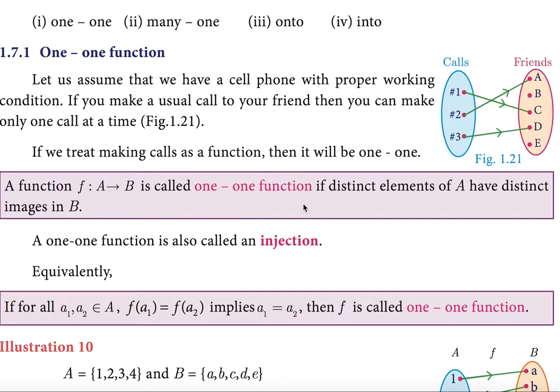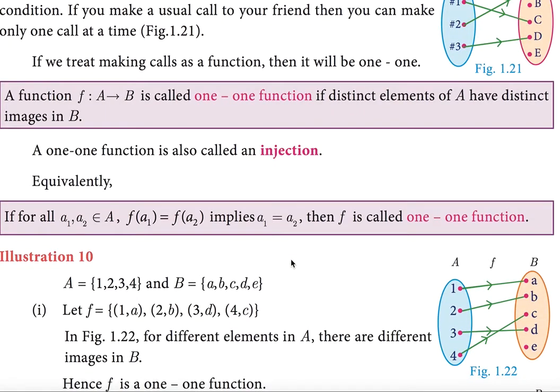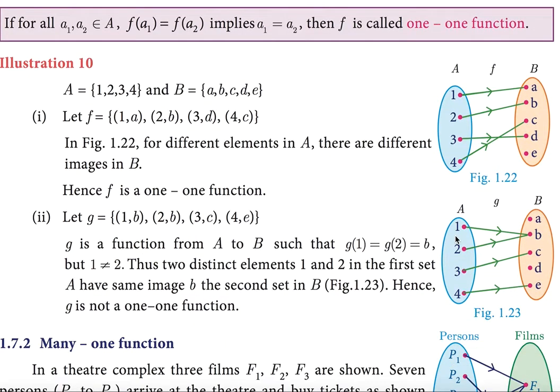A function from A to B is called a one to one function if distinct elements of A have distinct images in B. One to one function is also called an injection. Equivalently, if for all a1, a2 belonging to A, f of a1 equal to f of a2 implies a1 equal to a2, then f is called a one to one function.